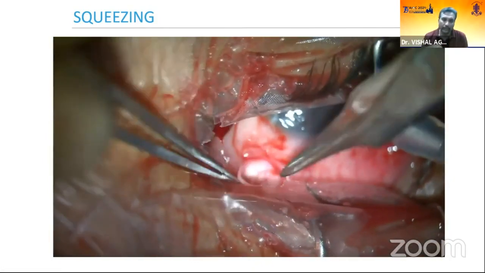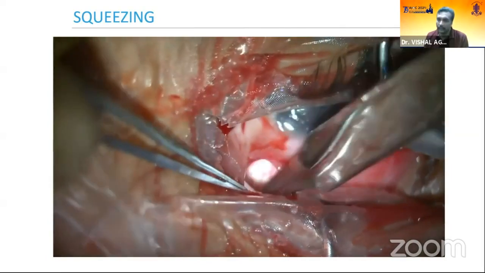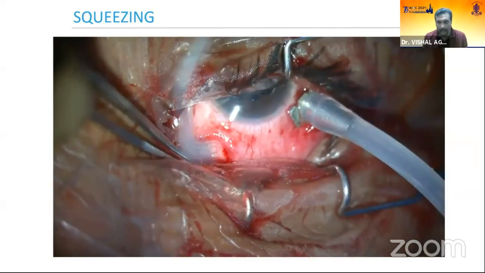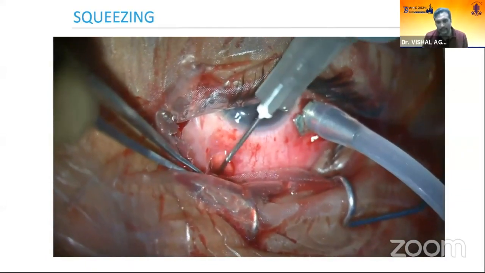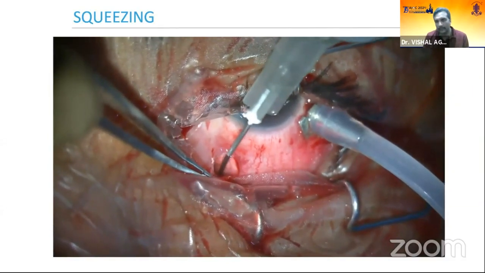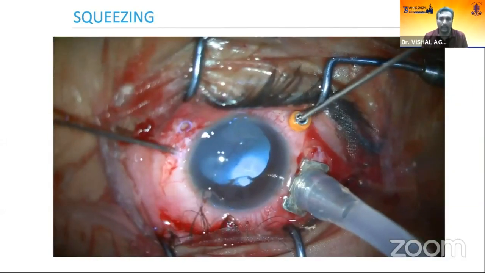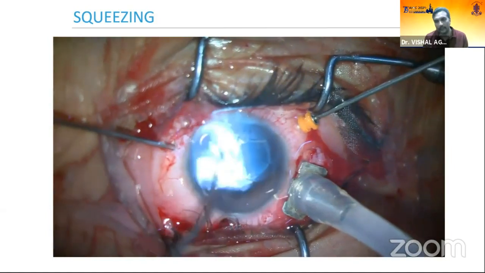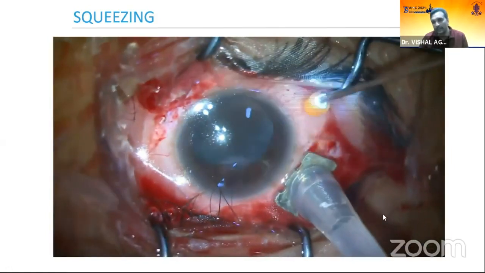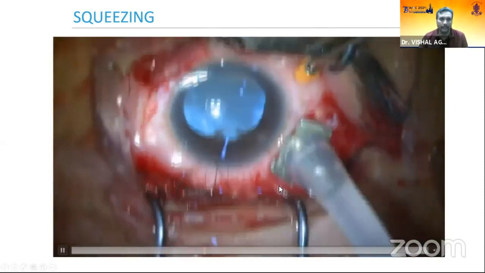So we gave an augmented subtenon block in this case, and that's a very useful way without risking a globe perforation intraoperatively. It also gives a perfect block, and now you can see the speculum is wide open, there is no squeezing of the eye, and we could continue our surgery.